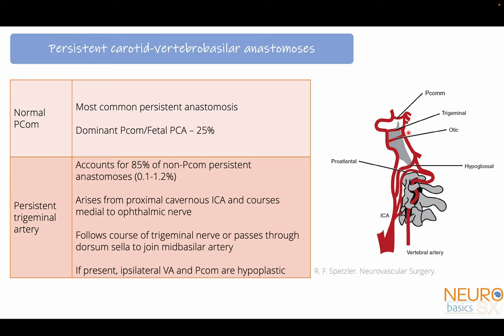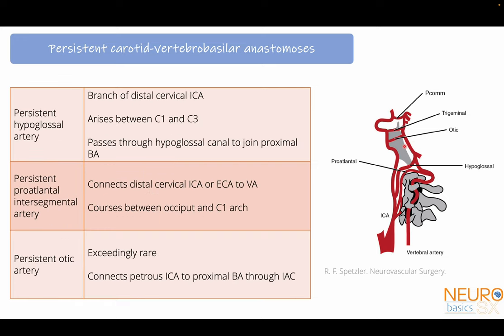If it is present, it means that other avenues for blood to come to the posterior circulation should not be present. So your PCOM and your vertebral artery should be hypoplastic in this case. There could also be other anastomoses like the persistent hypoglossal, the persistent proatlantal intersegmental, and the persistent otic. So the persistent hypoglossal arises actually from the distal cervical ICA. Then it enters through the hypoglossal canal and joins with the proximal basilar artery. It arises somewhere between the C1 and C3 level.